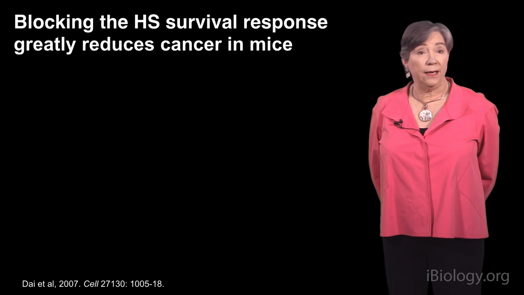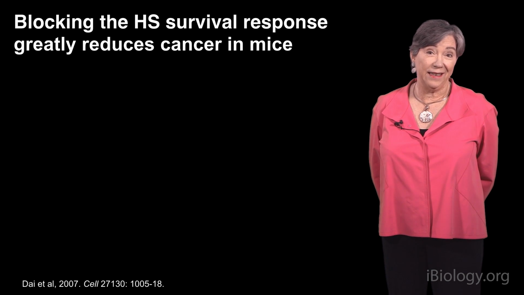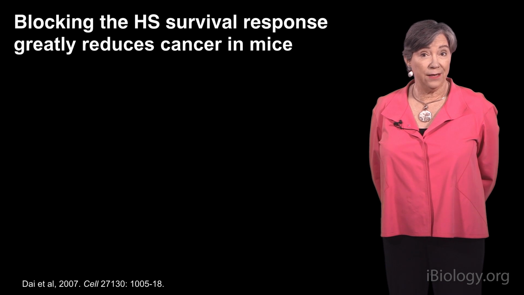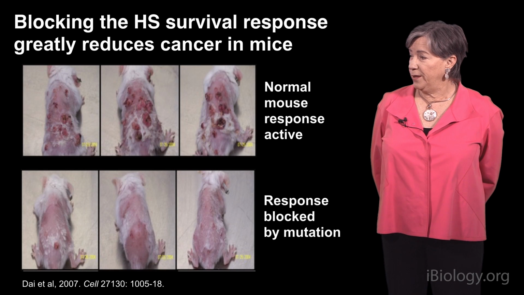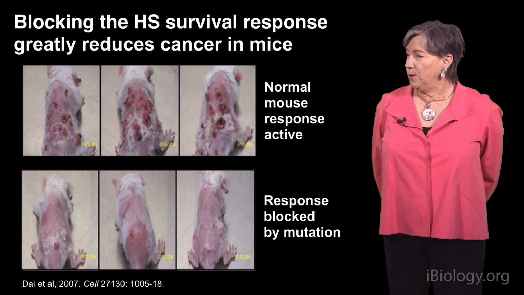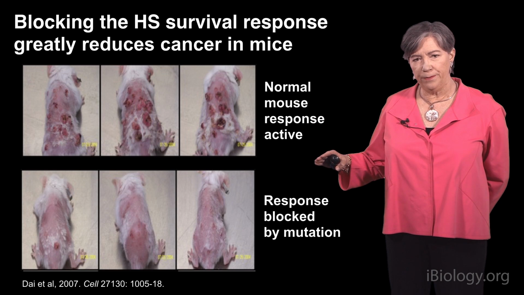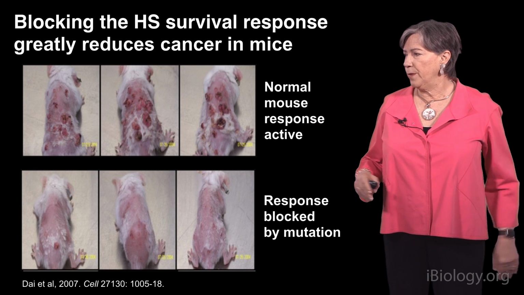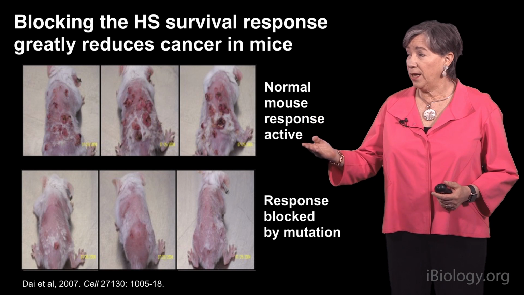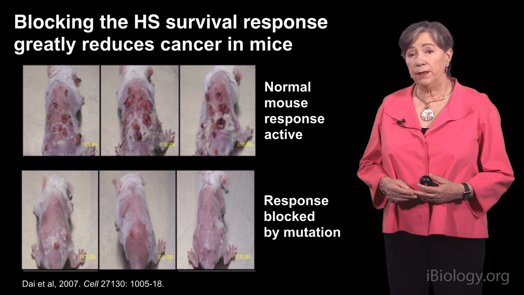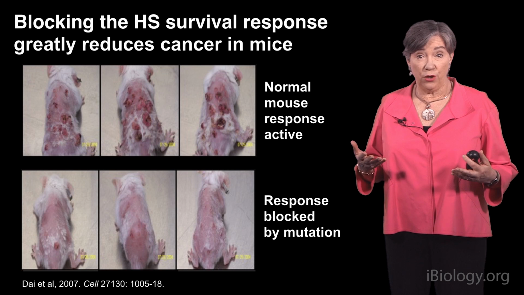So we looked at how being unable to mount a heat shock response might affect the susceptibility to cancer. And it had a pretty big effect. This is the first major experiment that we did. We shaved the backs of these mice and painted them with a mutagen and a tumor-promoting agent. And you can see that the normal mouse is responding to this very classic cancer-causing agent by producing skin tumors.